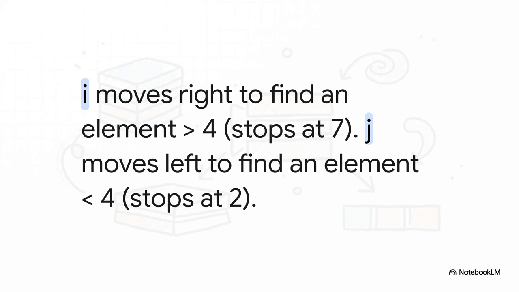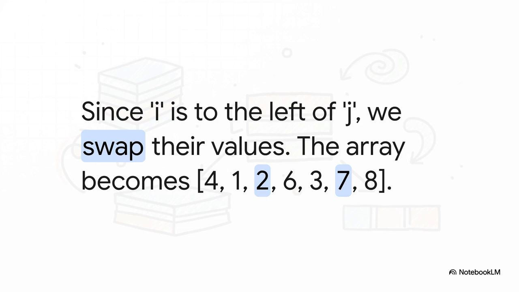So here's the dance. The I pointer starts moving to the right, and it's looking for the very first number it can find that's bigger than our pivot 4. So it skips the 1, and boom, it stops at 7. At the same time, J starts moving left, looking for the first number that's smaller than 4. It skips 8, and bam, it stops at 2. Now both of our pointers are paused. And since I is still to the left of J, the rule is simple. We swap them. The 7 and the 2 trade places.